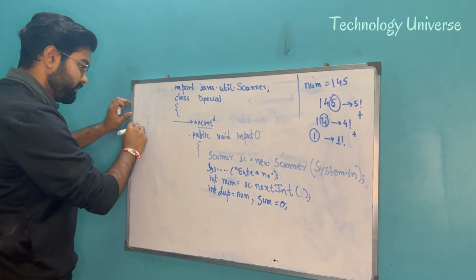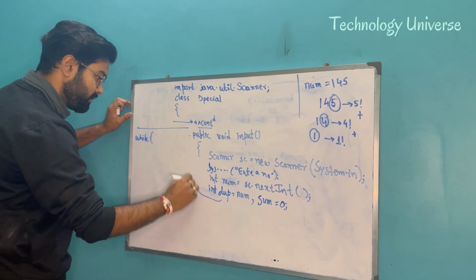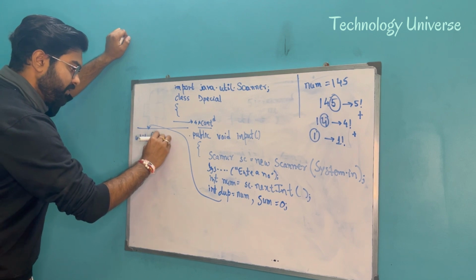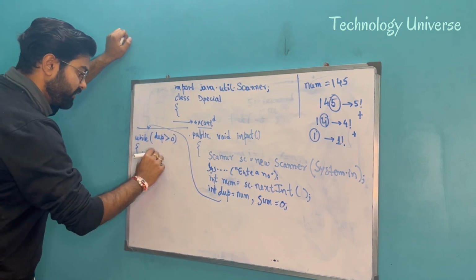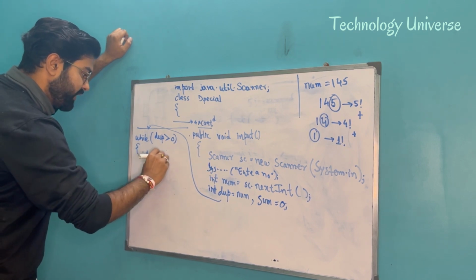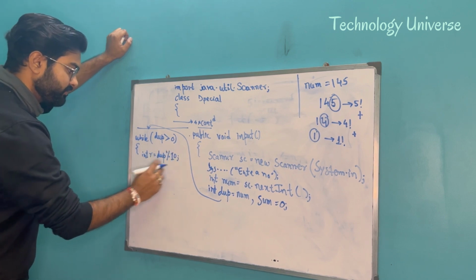Let's write it here. I would require some space. While this dup variable is greater than 0, up to that the loop would execute. In the loop, what we are doing is dividing that dup by 10 and taking the remainder.